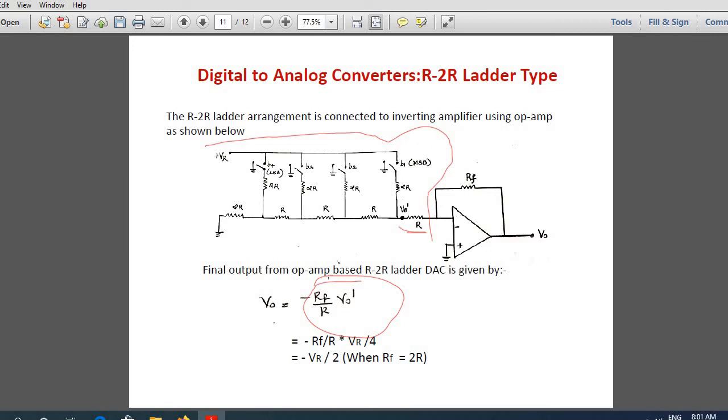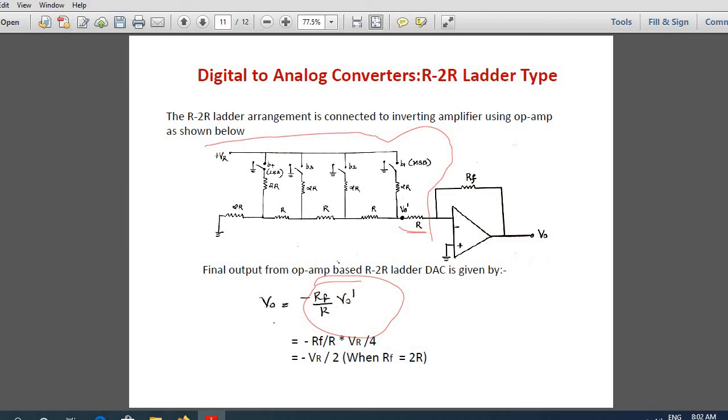What is the output voltage equation? It is minus RF by R into VR by 4, because we already got V naught dash as VR by 4. So you will get minus VR by 2 if you assume that RF is equal to 2R. It is just an assumption that RF is equal to 2R. So you don't need many resistance values, you just need 2R and R. RF is also chosen as 2R.